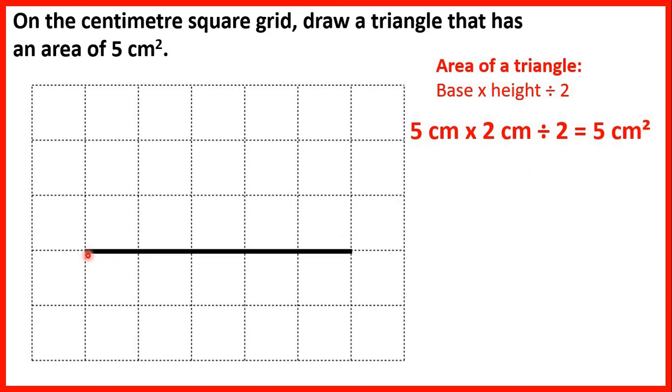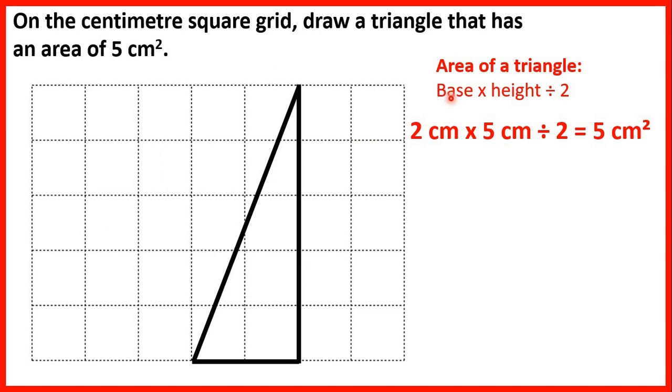So we can draw a triangle with a base of 5 centimetres, a height of 2 centimetres, and then we can join up our corners so we have a triangle with an area of 5 centimetres squared. Now it doesn't have to be a right-angled triangle. We could have a triangle like this, but again, because the base is still 5 and the height is still 2, the area is still 5 centimetres squared. Or we could have a triangle like this, or even one like this, because the question doesn't say you have to use the lines on the grid.